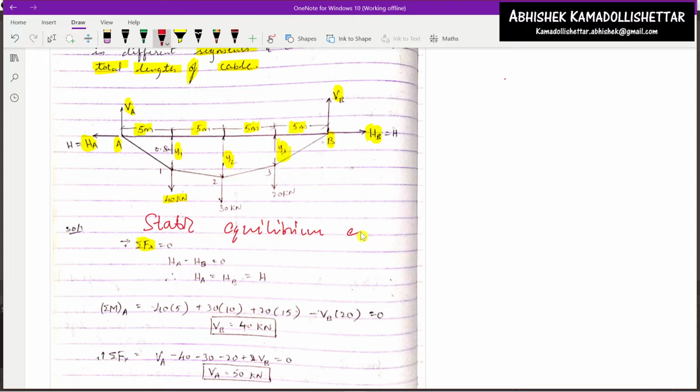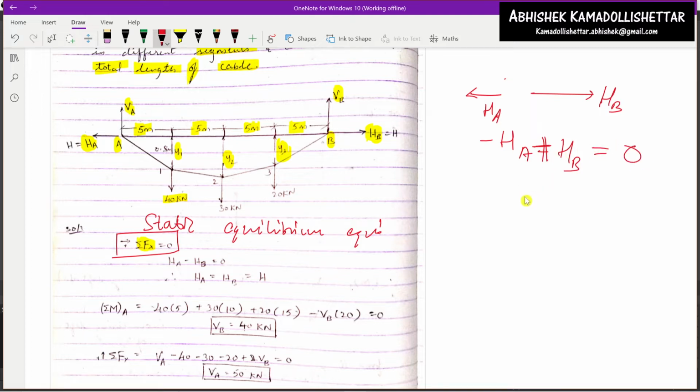The first equilibrium equation, summation fx equal to 0: on the left side it is negative HA, and on the right side positive HB, so minus HA plus HB equal to 0. Which means HA is equal to HB. Let us say that is H. That is what has been done in the calculations here.